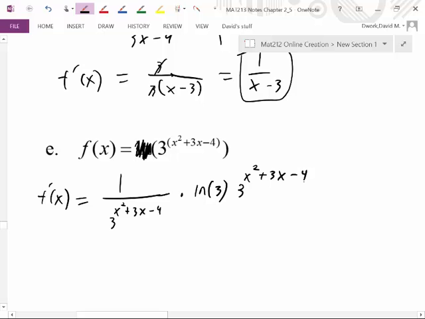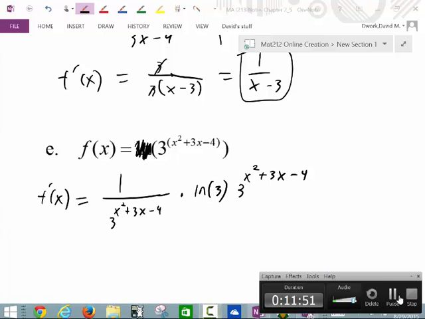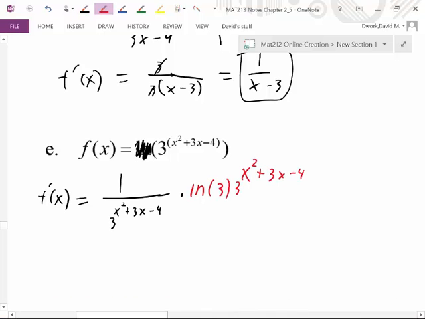Done. Now I've done, oops, I want to do that in another color. Oh well. I'm just going to change it to another color. It's going to magically change. Okay, now we have done just the derivative of the exponential part, but we still have never done the derivative of x squared plus 3x minus 4.